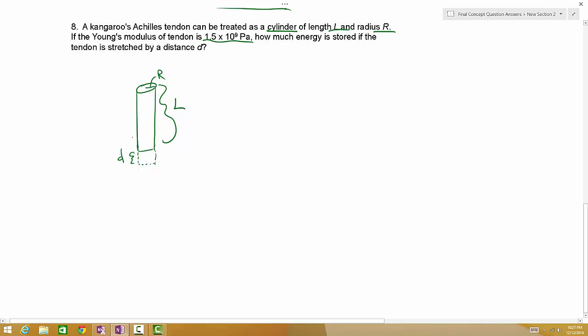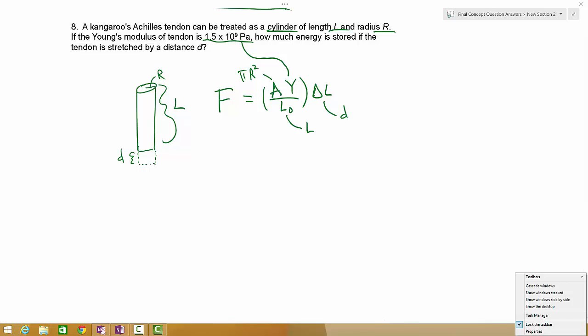So whenever you have something with Young's modulus, you have a material that's pretty much acting like a spring, where the force is equal to the cross-sectional area. You should have this equation on your cheat sheet, by the way, times your Young's modulus divided by the rest length of the material, and then times the change in the material. For us, this rest length is L, and this is d. Here is our Young's modulus, and the cross-sectional area is pi r squared. So that's fine. We treat it like a spring, but we're looking for energy, right?